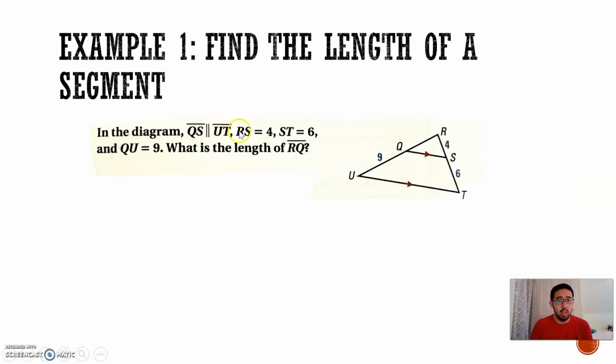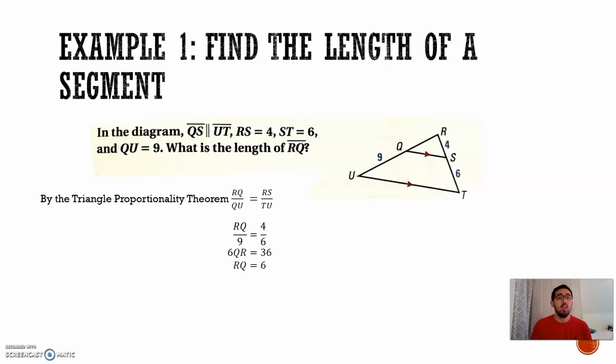How does this help us? Well, if you are told in the diagram QS is parallel to UT, and RS is 4 and ST is 6, and you're told that QU is 9, could you find the length of RQ? Well, if you set up your ratio, right, RQ divided by QU is equal to RS divided by TU, right? Then what you get is RQ divided by 9 is equal to 4 over 6.